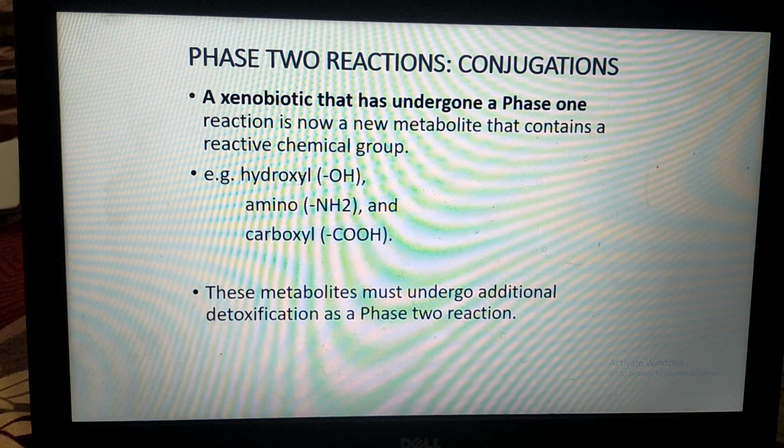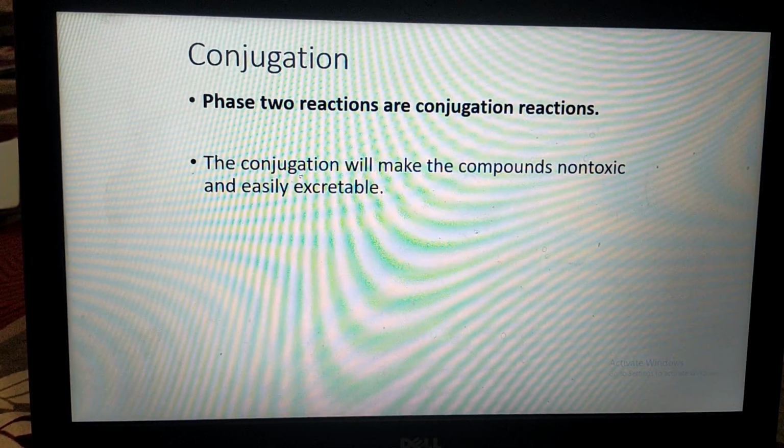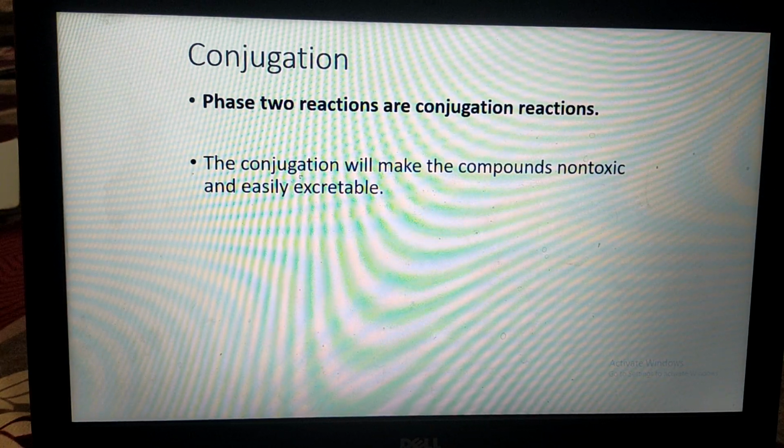Now phase 2 reactions. In phase 2 reactions, generally conjugation takes place. The majority of the xenobiotics in phase 2 reactions come from the products of phase 1. The xenobiotic that underwent phase 1 reaction is now a new metabolite that contains a reactive group like a hydroxyl group, amino group or carboxyl group. These metabolites undergo additional detoxification in phase 2 by conjugation. Conjugation also makes the compound non-toxic and into an easily excretable form.